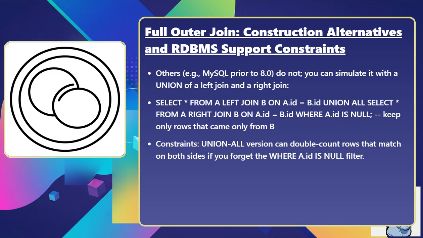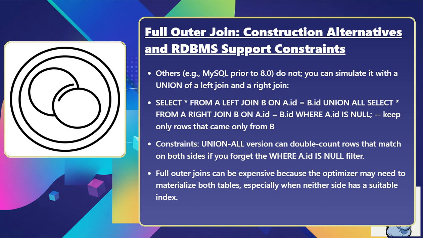Constraints. The UNION ALL version can double count rows that match on both sides if you forget the WHERE A.id IS NULL filter. Full outer joins can be expensive because the optimizer may need to materialize both tables.